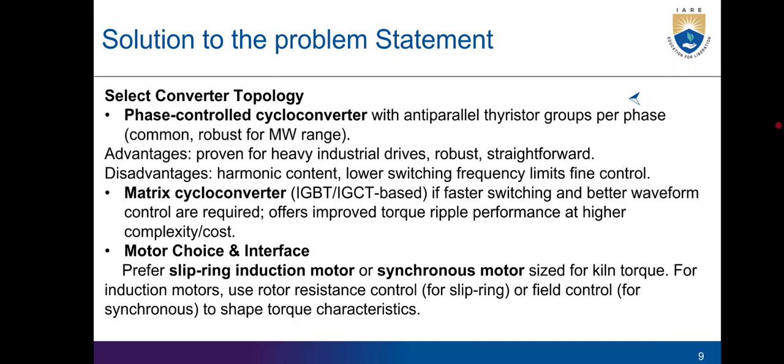Motor choice and interfaces: prefer a slip ring induction motor or synchronous motor sized for the kiln torque. For an induction motor, use rotor resistance control or field control to shape torque characteristics.